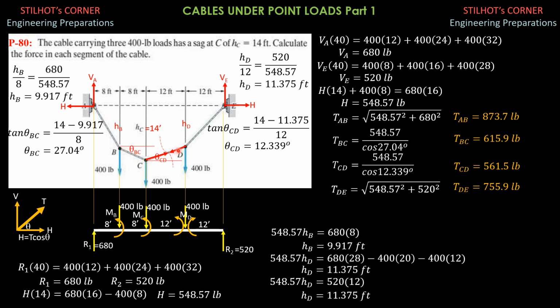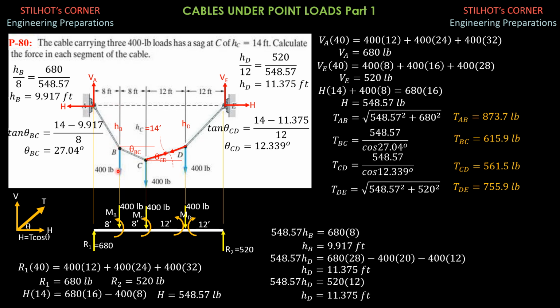because the loads are vertical, the horizontal component of tension should be the same at the supports. If we're going to prove that, you just sum up forces horizontal, so the rightward force should be equal to the leftward force. I denote the vertical component of tension at A as V sub A and the vertical component of tension at E as V sub E. The tension in AB therefore is the square root of H squared plus V sub A squared. And the angle that this cable makes with the horizontal is the inverse tangent of h_B over 8.